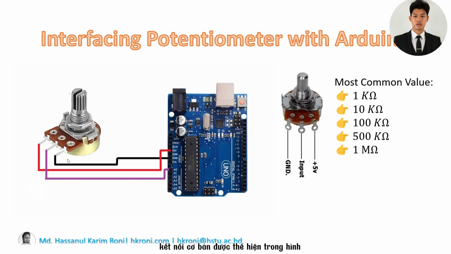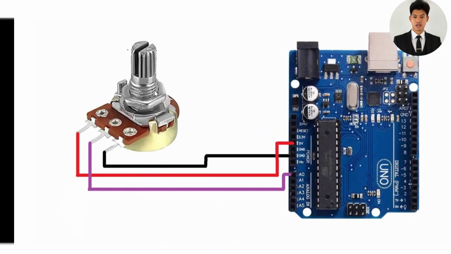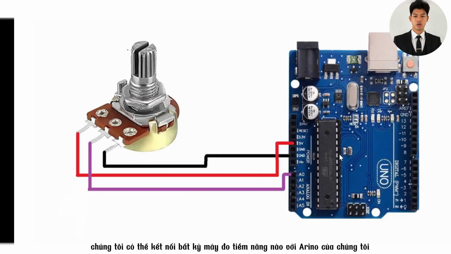Now here you can see the basic connection is shown in the figure. The middle pin of the potentiometer is the analog output, and the variable resistance will be taken from this pin. This pin we have taken and given into an analog input pin of the Arduino. The other 2 pins: the first pin has been given 5 volt supply, and the third pin has been given ground. So this way, we can connect any potentiometer with our Arduino and take an output from this sensor.